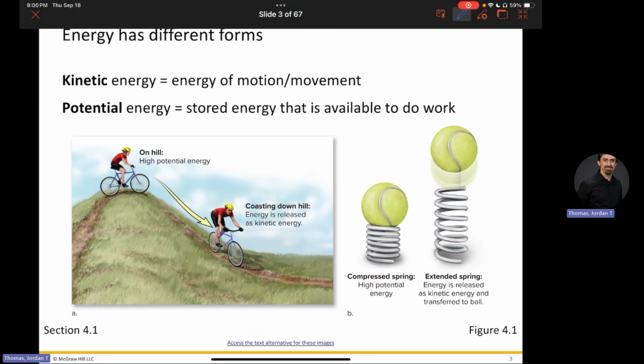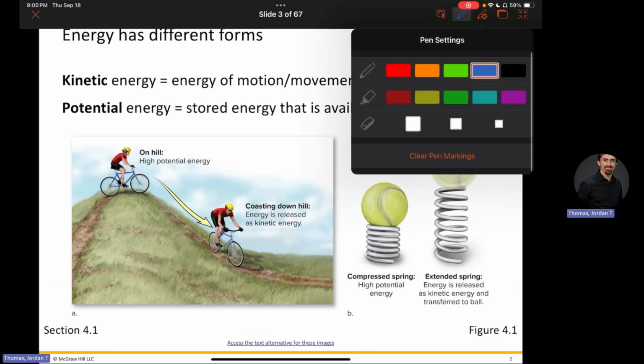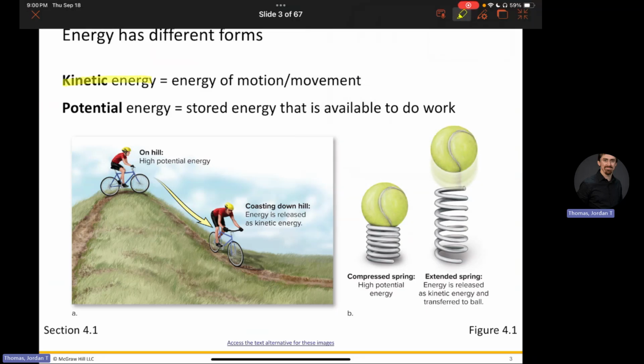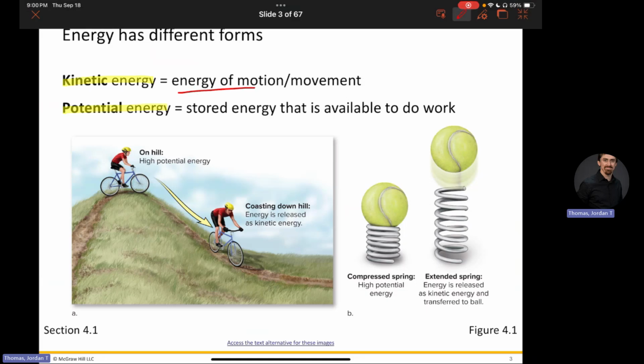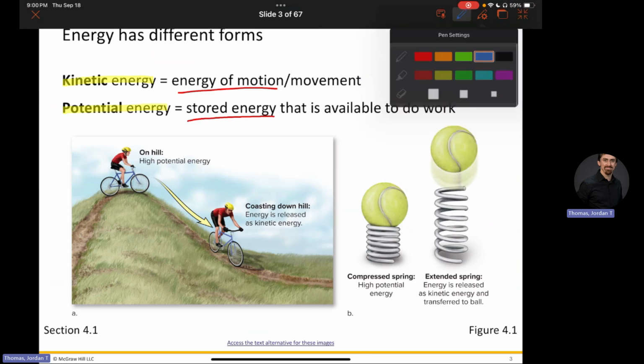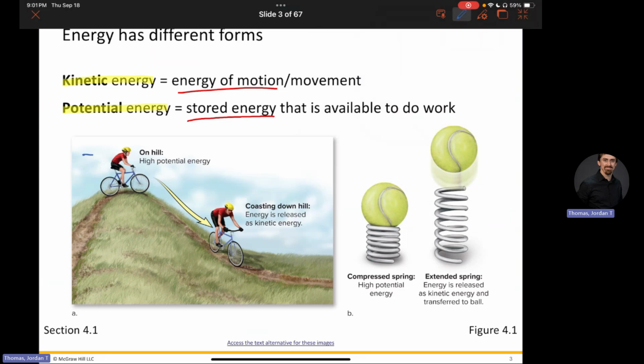And there's two general forms of energy, and these are going to be very general. Kinetic energy, which is energy in motion, and potential energy, which is stored energy. And that's how I want you to think about this. Kinetic is energy in motion, potential is stored energy. So if we look at this example on the left with the biker on the hill, at the top of the hill, if he's staying at the top, he has a lot of potential energy, a lot of stored energy because he can go back down.